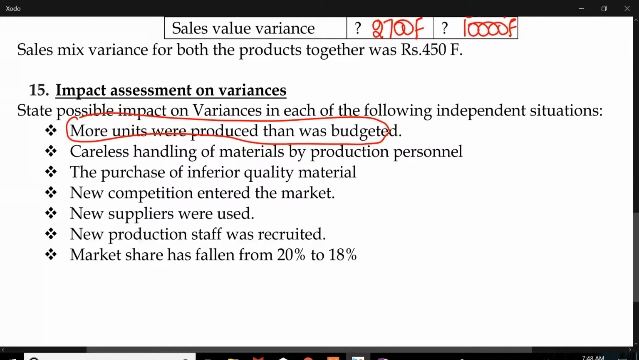So if it is sold also, then it is favorable sales volume variance, but fixed overhead volume variance will obviously be favorable. Fixed overhead, why cost and all, material cost and all cannot come into picture? Because more units are produced. Then I'll have to see SQ. SQ again will be calculated with the help of actual output, which will go up. SQ will go up. You will have to compare with AQ. So I don't know whatever it is.